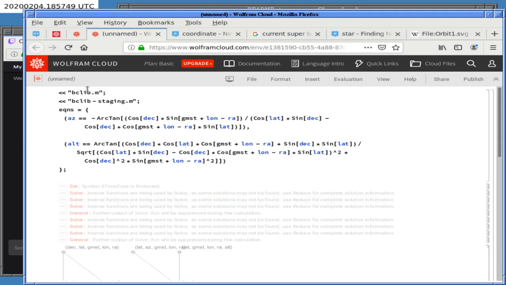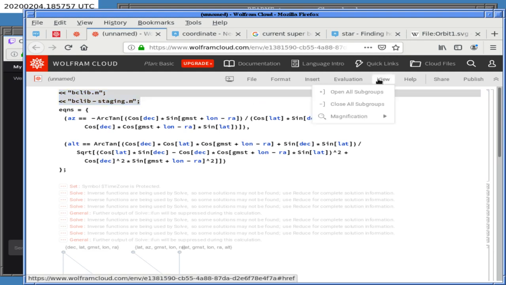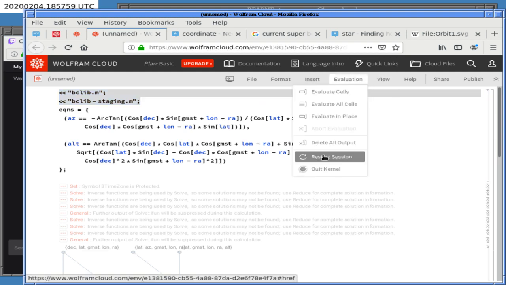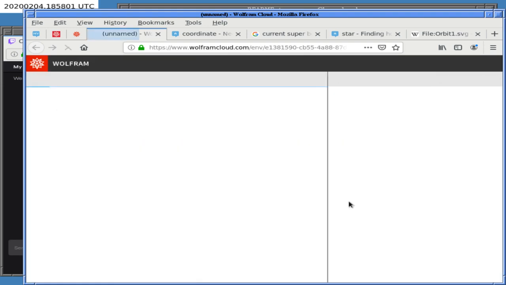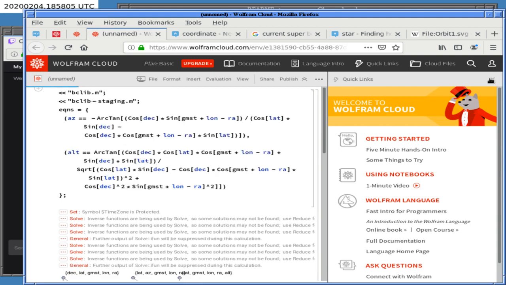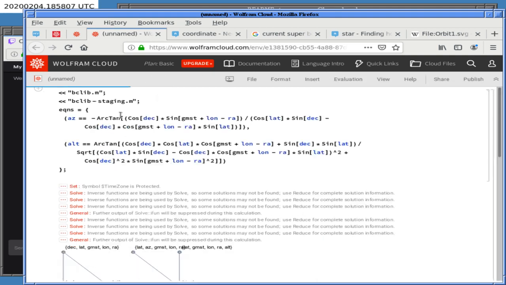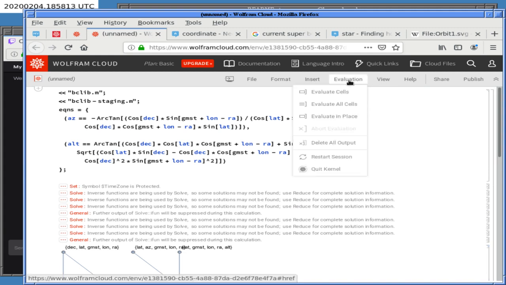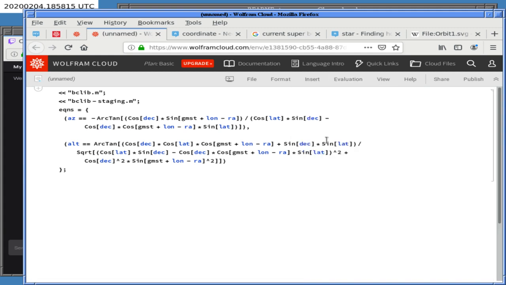Don't do that yet. Actually, we'll want to rewrite the equations for azimuth and altitude, and we'll see why in just a second. But we do want to keep our library loads in place. So let's restart session. I don't think I understand what that actually is supposed to do. Maybe I can just delete all the output. Is there an option to delete all output? Yes, there is. Okay, we'll go with that one.